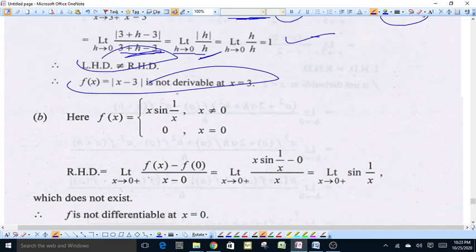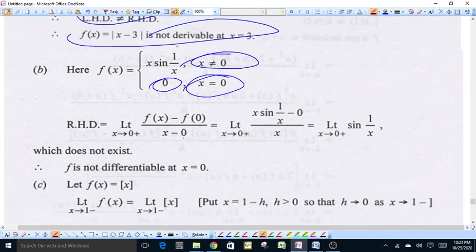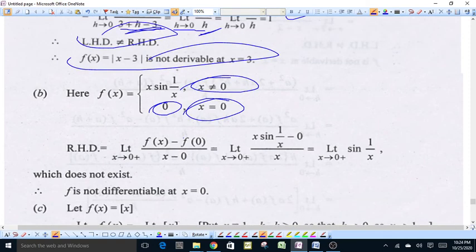Now see this question, f(x) = x sin(1/x) when x is not equal to 0, and f(x) = 0 when x = 0. Now we have to prove that this function is not differentiable. Now the right hand derivative of this function is (f(x) − f(0))/(x − 0) as x goes to 0 from the right, because we have to find the derivative of the function at x = 0.